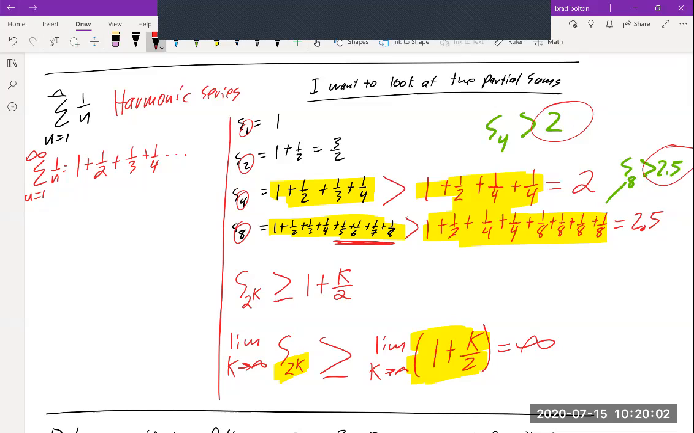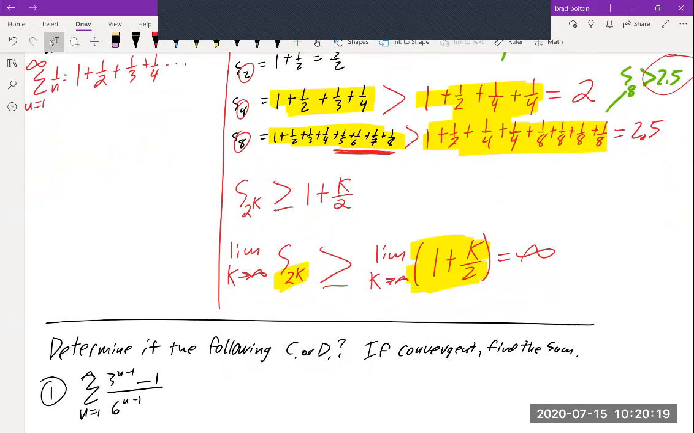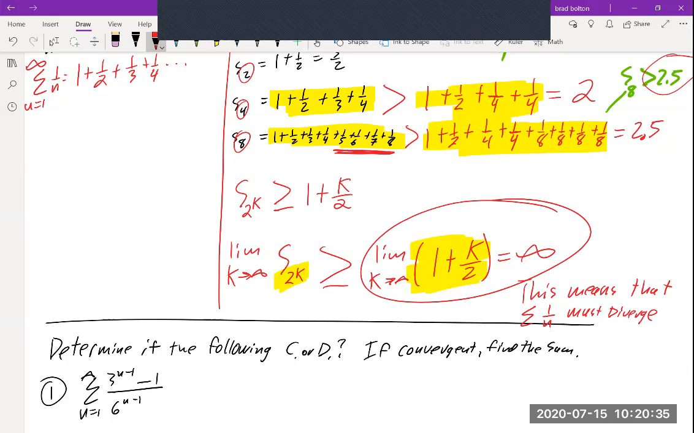The left-hand side, which is the partial sums of the series 1 over n, is greater than that. So that means that the partial sums are greater than infinity, which means they're infinity themselves, right? So that means that this sum must diverge because it's larger than that sum, okay? It's larger than that sum. So that guarantees us to diverge.